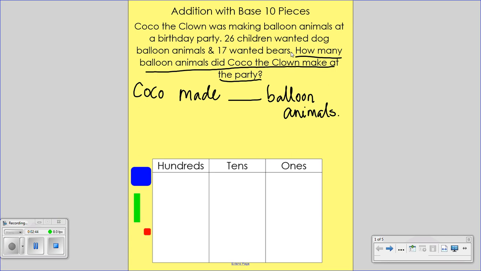After we figured out what we're counting, what's the next step that we do in solving this word problem? What's the next thing I'm going to do? David? I'm going to do some math, right? Yeah, I need to make a plan and solve it. This is where my math comes into play.